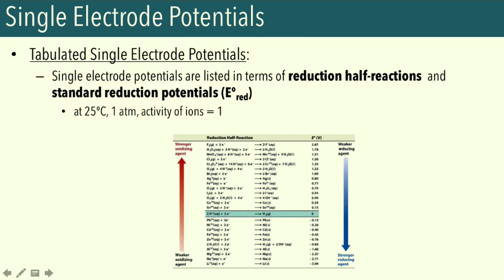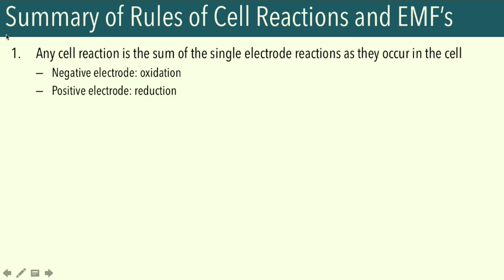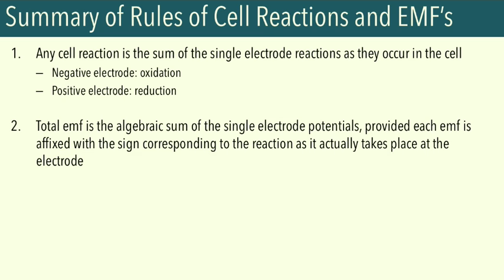Let's summarize the different rules that we just discussed earlier regarding cell reactions and EMFs. One, any cell reaction is a sum of the single electrode reactions as they occur in the cell. As we established earlier, in the negative electrode we have oxidation, so we see the oxidation half reaction, and in the positive electrode we see reduction, which is where we see the reduction half reaction. Another important rule is that the total EMF is the algebraic sum of the single electrode potentials, provided that each EMF is affixed with the sign corresponding to the reaction as it actually takes place in the electrode.